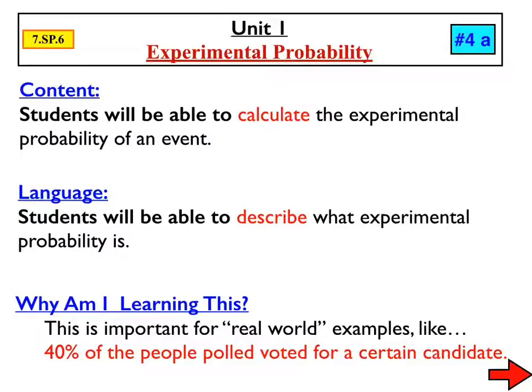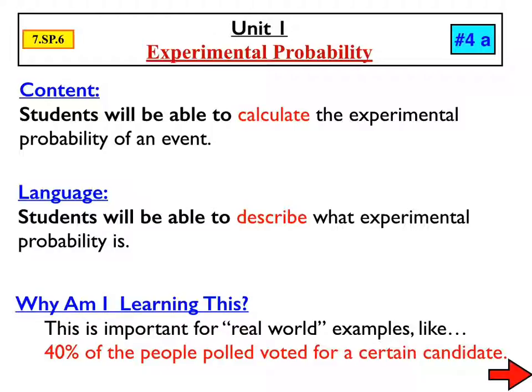Today, lesson 4A, experimental probability. Yesterday, we started with this idea of probability, and we talked about the very basics of it. We ended the lesson with a quick discussion on theoretical probability and experimental probability. Today, we will talk about both of those again, but our focus will be more on experimental probability.